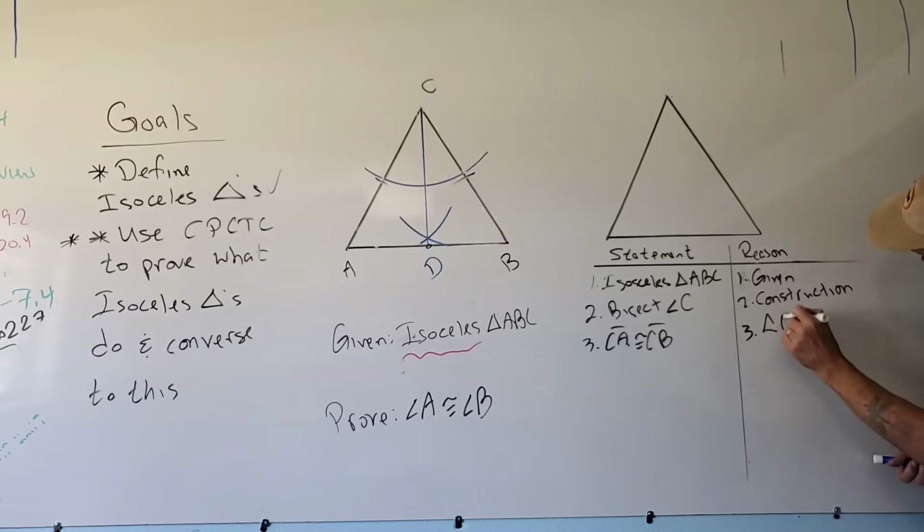Thought that was an A. It was a triangle symbol. Triangle ABC is isosceles.